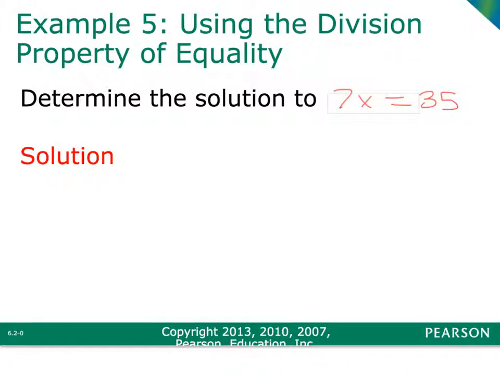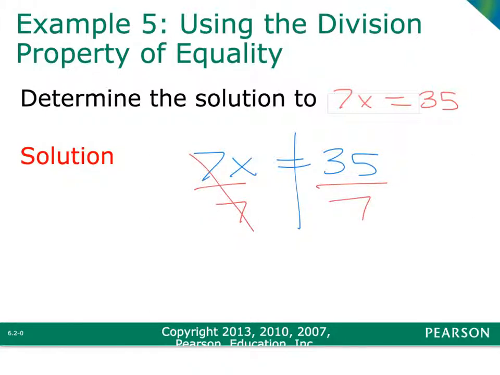So for example, if you had the equation 7x equals 35, and you were trying to get x alone, because x is being multiplied by 7, you would do the opposite of multiplication, which is division. The multiply by 7 and the divide by 7 reduce away, and x would be equal to 5.